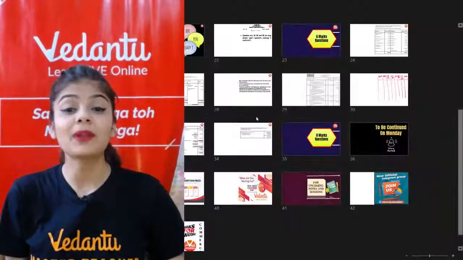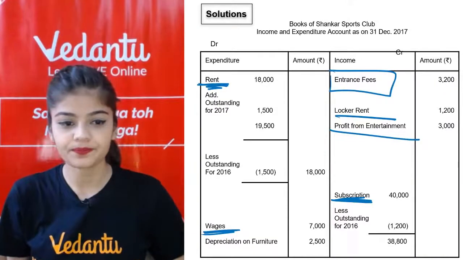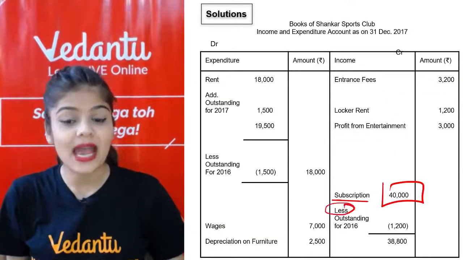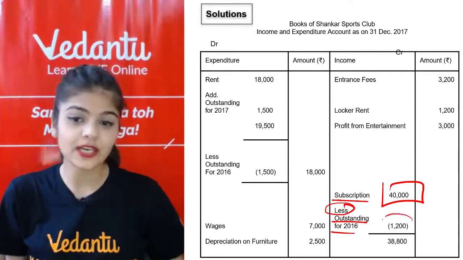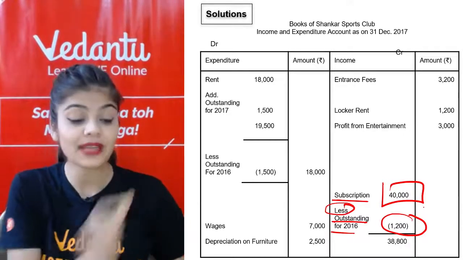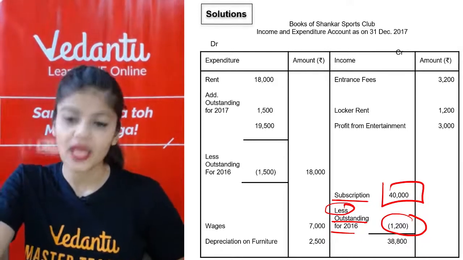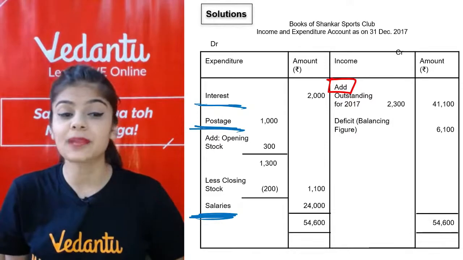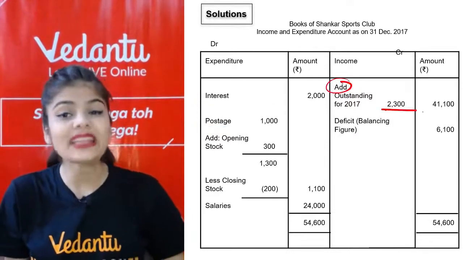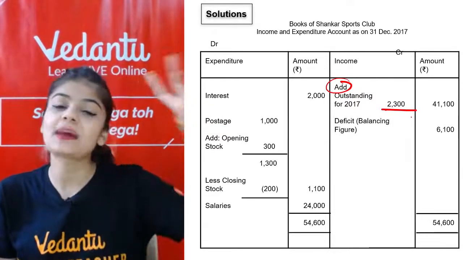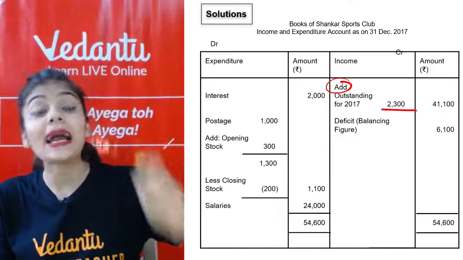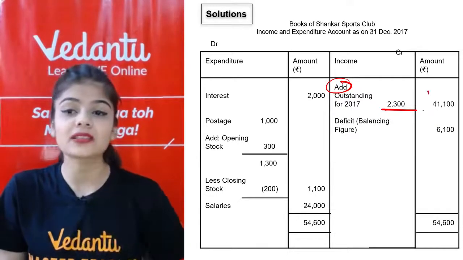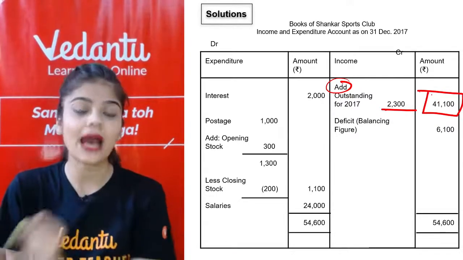So we will subtract 1,200. You can see subscription 40,000 less outstanding for the previous year 1,200. We have subtracted 1,200 and we have added outstanding subscription of the current year 2,300. So you will subtract 1,200 and you will add 2,300, after which your final answer is 41,100.